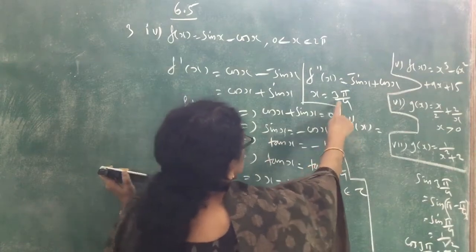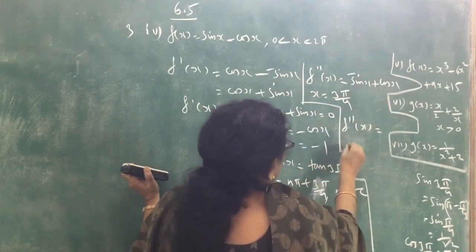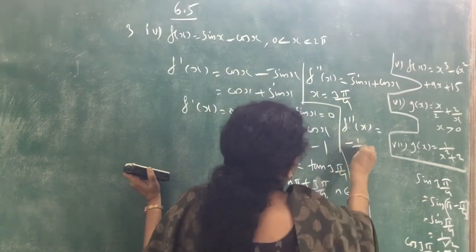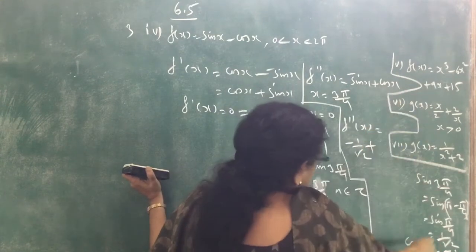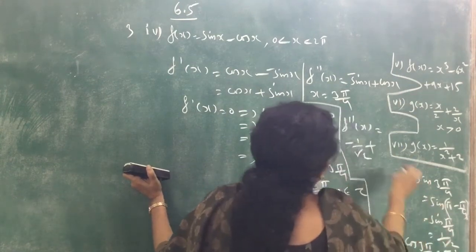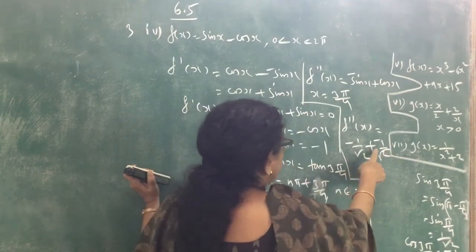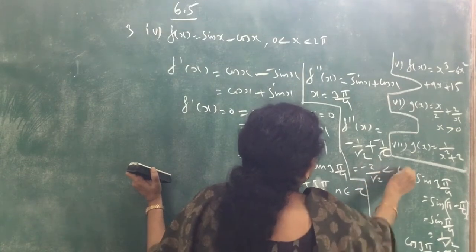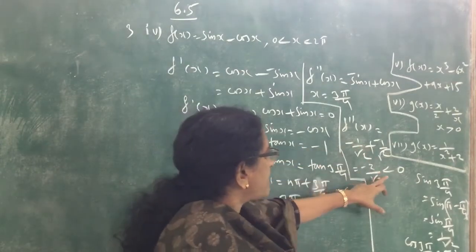So f double dash x is equal to minus sin 3 pi by 4, that is minus 1 by root 2. Then plus cos 3 pi by 4, that is minus 1 by root 2. So minus 1 by root 2 plus minus 1 by root 2 is minus 2 by root 2, which is less than 0. So that is negative. Therefore, it is a point of local maxima.